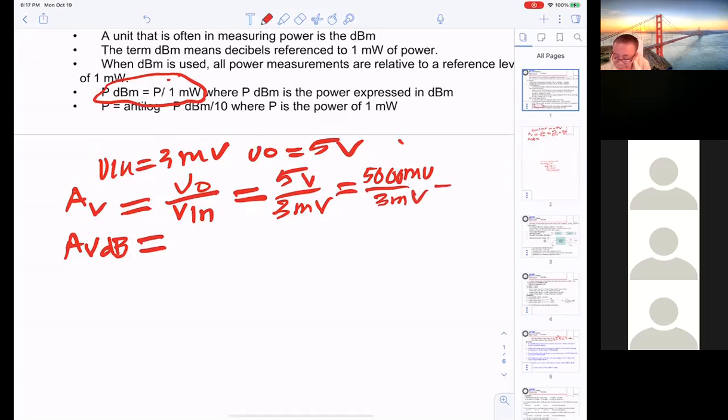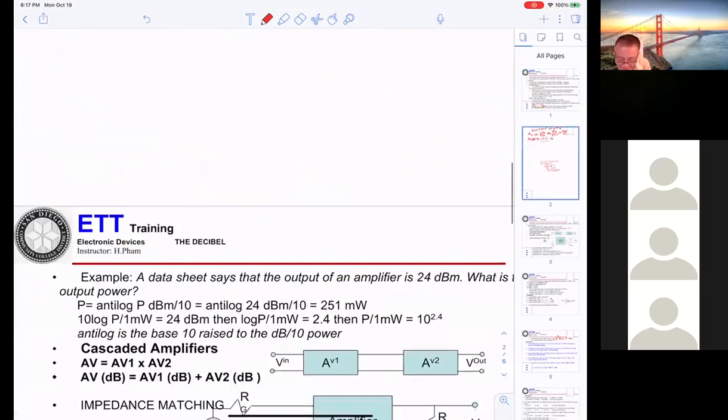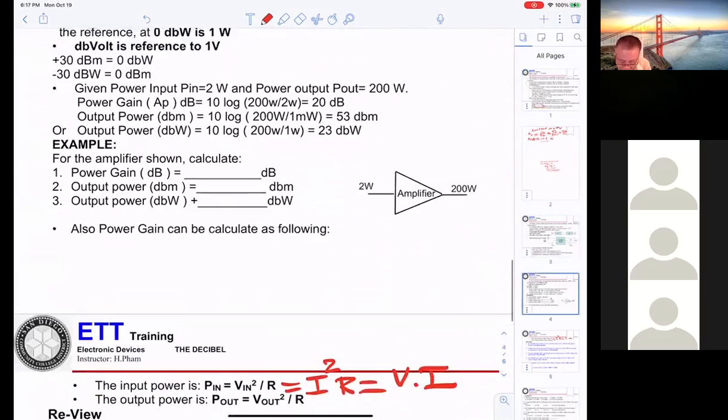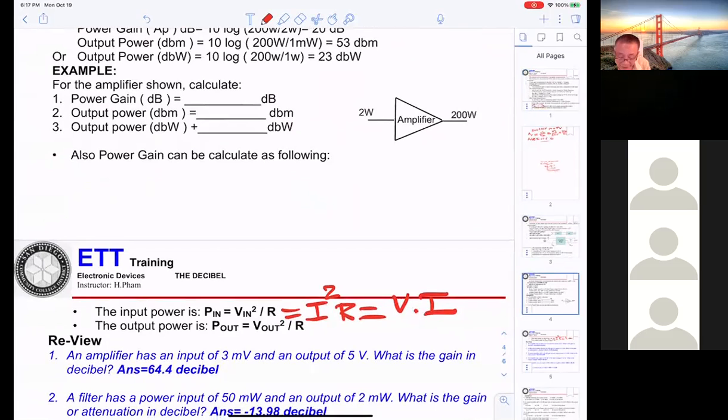Do that, take the log. Do you get 64.4 for the answer? You mean for the dB? Yeah, for the whole thing. Okay. You say 64.4, not 24.4, 64.4. Okay, I get it. Yeah, the answer is 64.4.